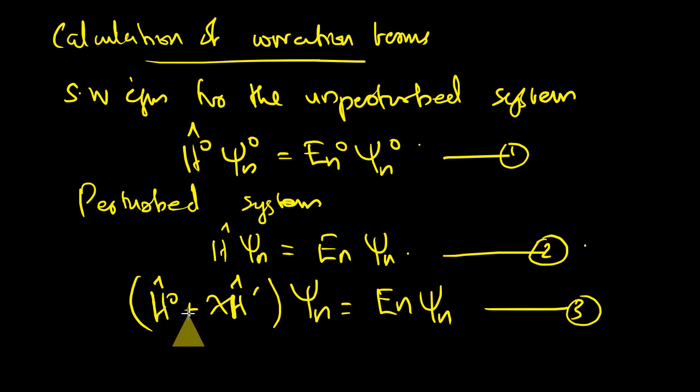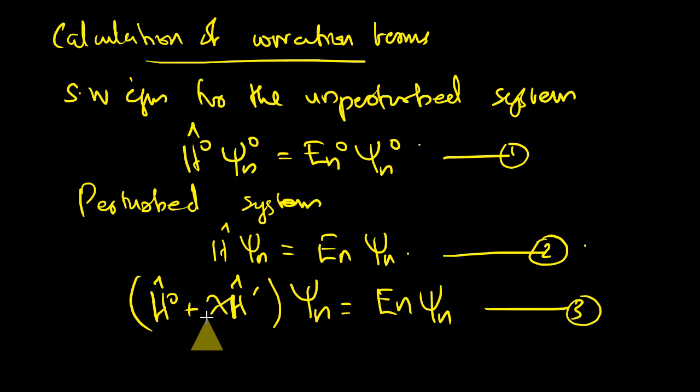And from this one, we know that if we are solving this system, what will be the nature of the psi n and En? We already know that H cap, or Hamiltonian of the perturbed system, depends upon lambda, right? Lambda is here. That depends upon lambda. Therefore, the solutions psi n and En will also depend upon lambda, right?